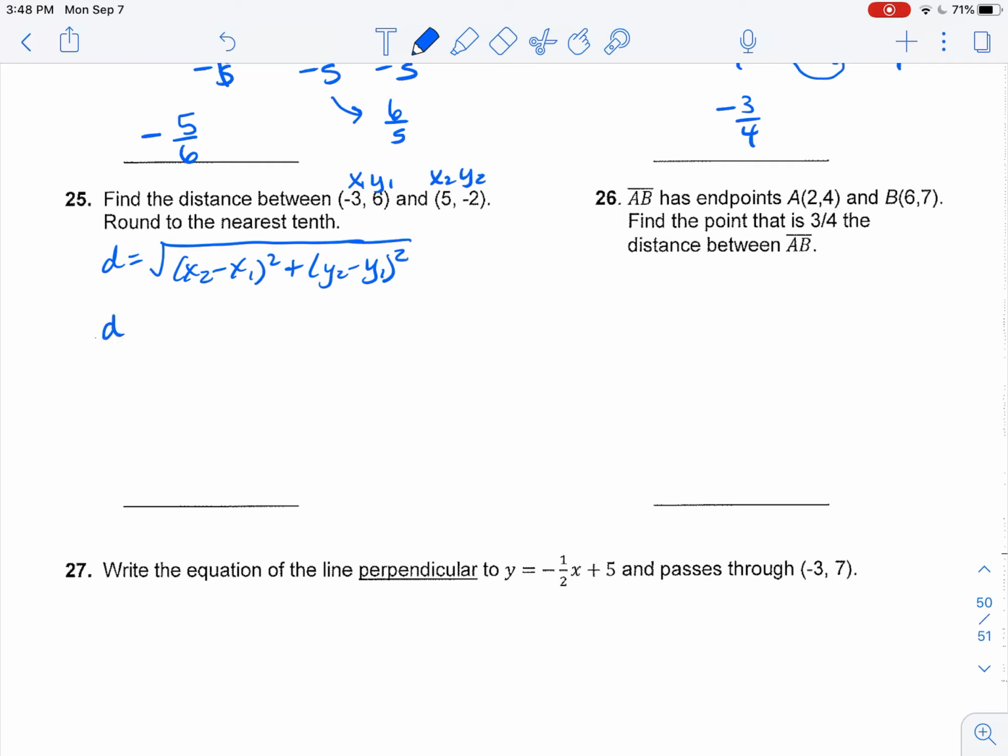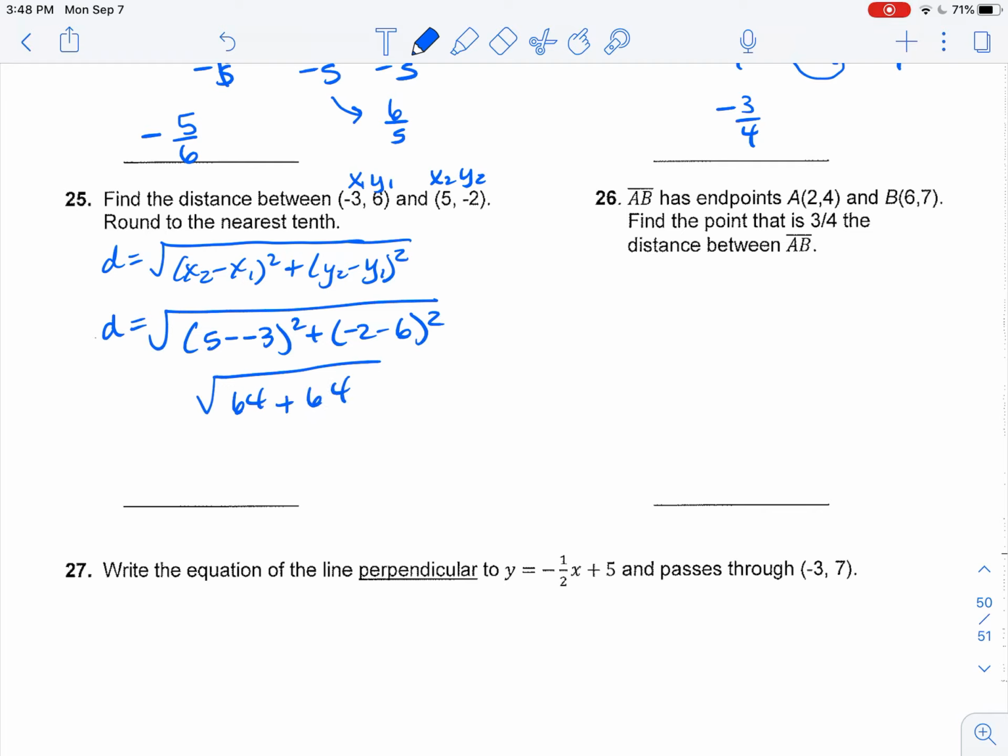Okay, x1, y1, x2, y2. Plug it in. And x2, 5 minus negative 3 squared, negative 2 minus 6 squared. So that's 8 squared is 64. And hey, negative 8 squared is 64, square root of 128.